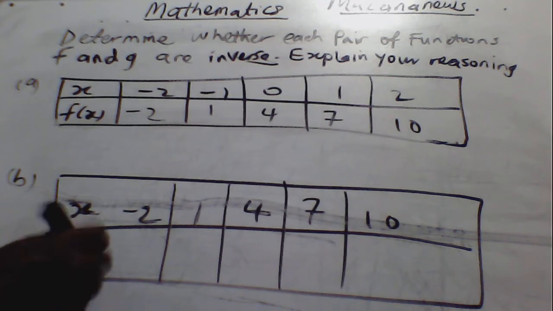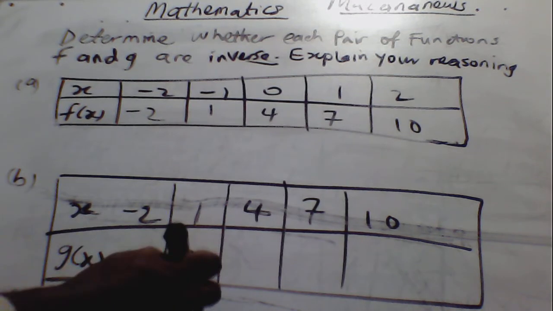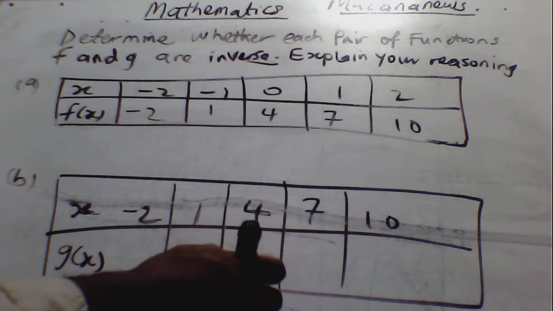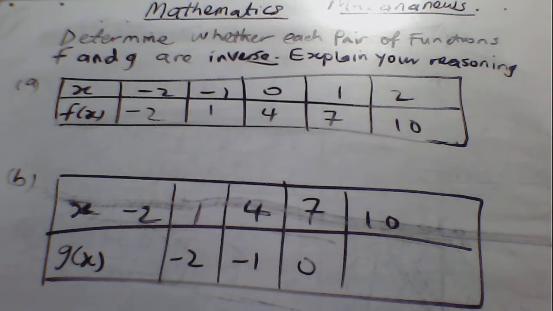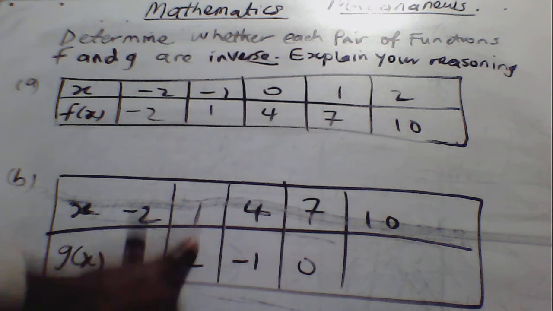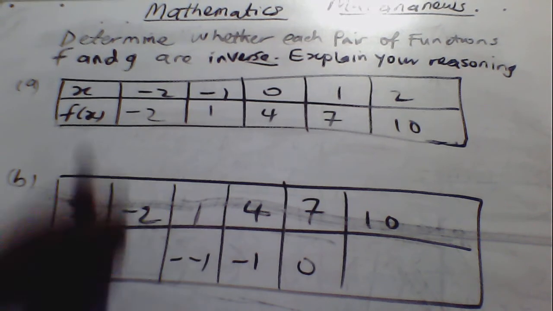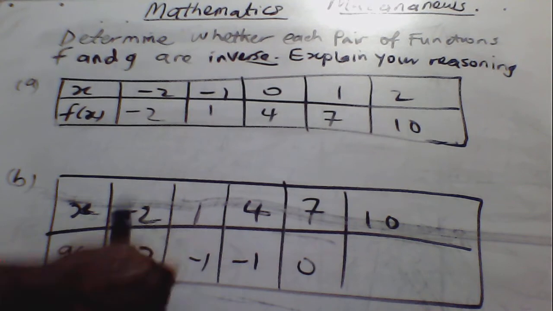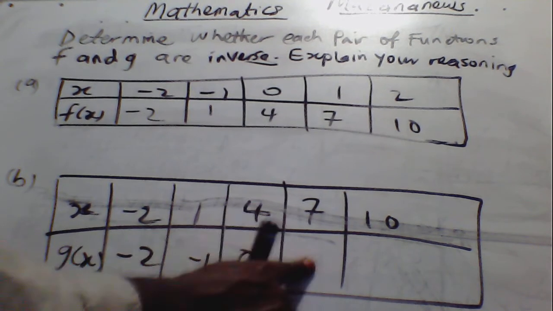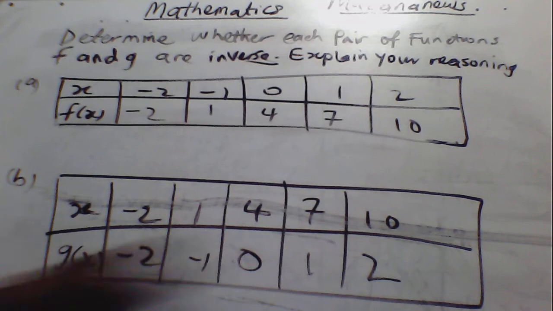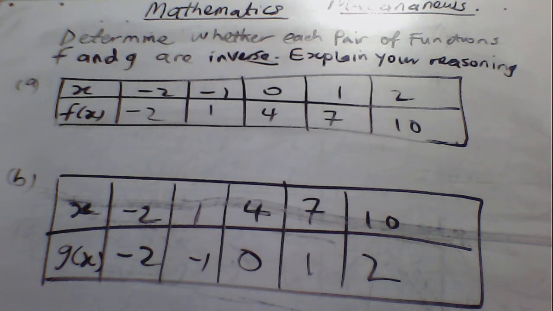So g of x: minus 2, minus 1, 0, 1, 2. So this is minus 1, this is minus 2. Here is supposed to be 0, and here is supposed to be 1, 2. So determine whether each pair of functions f and g are inverse. Explain your reasoning.